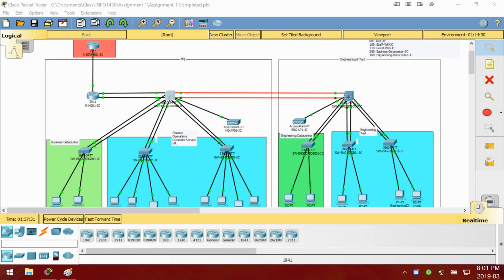This is a quick overview of my network created for INFO1430 Assignment 1. The physical network is divided into two main sections for the two buildings on the campus. Each section has a distribution switch and a couple of edge switches, as well as an access point for wireless access.